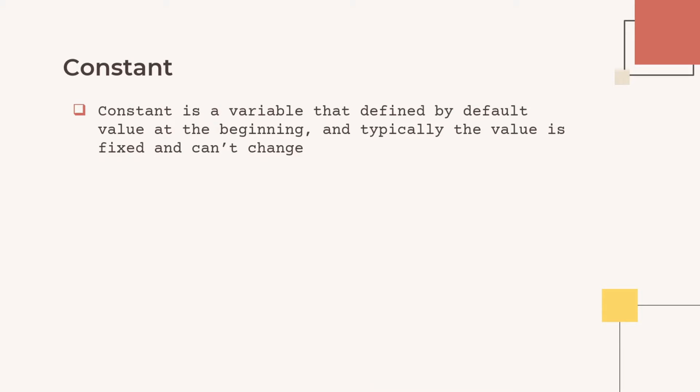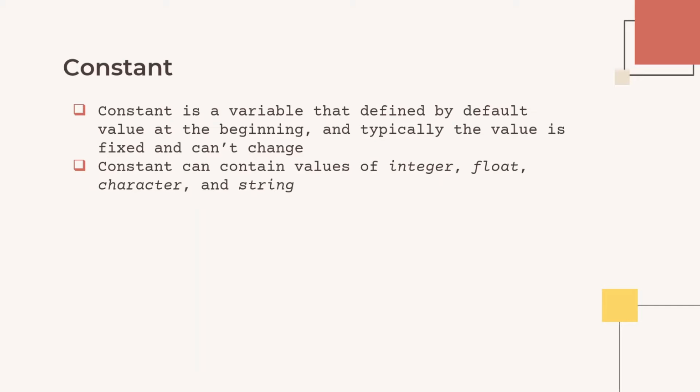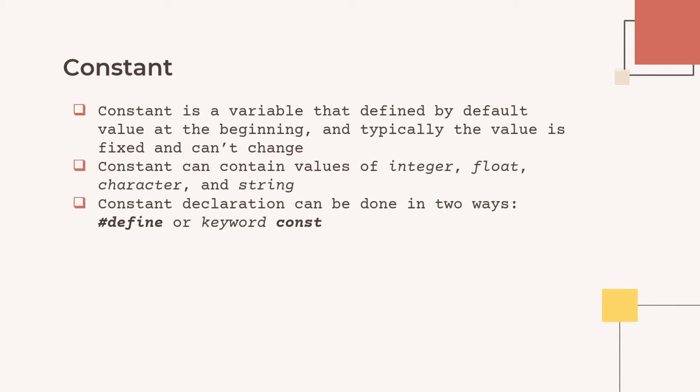And then I will tell you about constant. Constant is similar to a variable but has a fixed value. Constant is a variable that is defined with a default value at the beginning, and typically the value is fixed and cannot change. Constant can contain values of integer, float, char, and string. And constant declaration can be done in two ways, using the hashtag define or the keyword const.